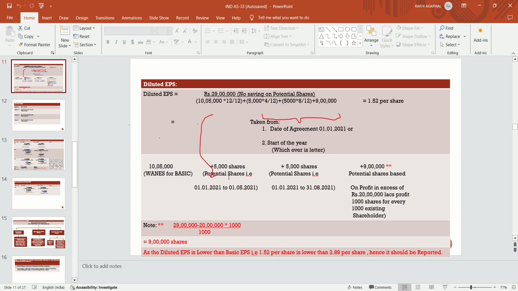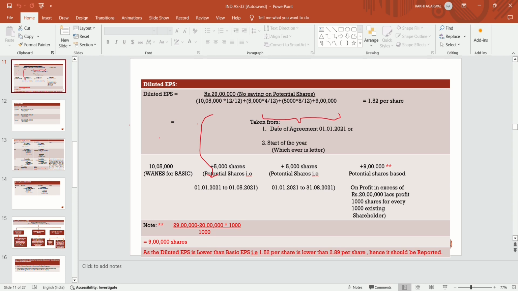Now we will take the effect of earning contingencies, that is having the number of shares that is in excess of 20 lakh profits. In this case the profits is 29 lakhs, so 9 lakh is the profits. 29 lakh minus 20 lakhs into 1,000 divided by 1,000, so it becomes 9 lakh. So the number of potential shares is 9 lakh.